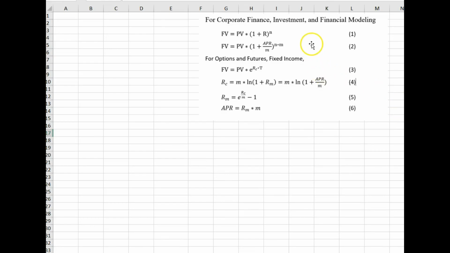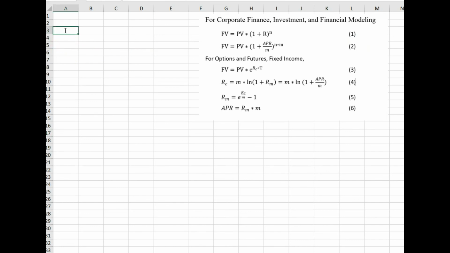Equation number 2 actually shows how to calculate the effective rate. For example, APR is 10%, compounding semi-annually. So M is 2, and 10 divided by 2 is 5%. So the effective semi-annual rate is 5%. Let's use some numbers to calculate future value based on equation number 1 or equation number 2.